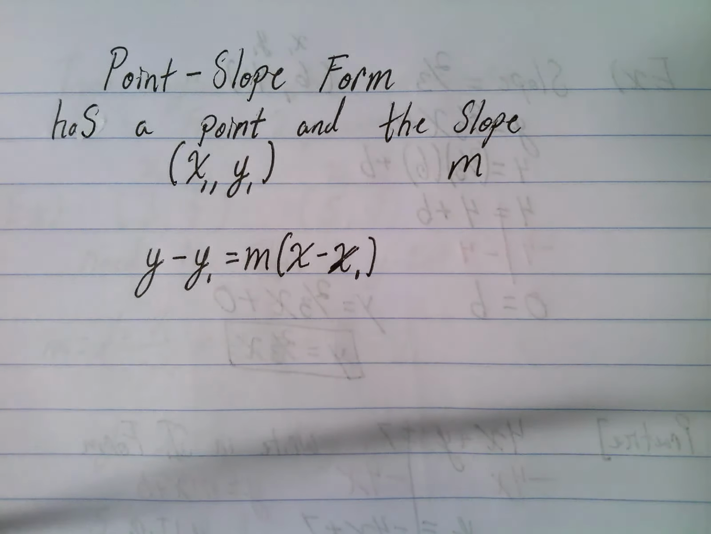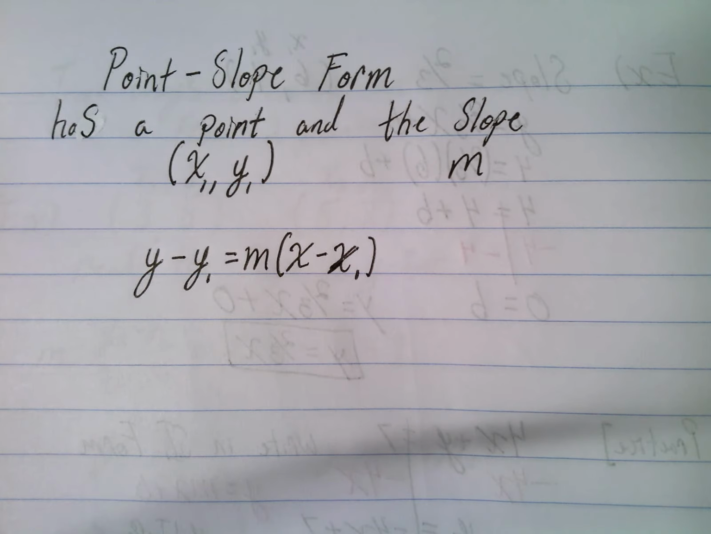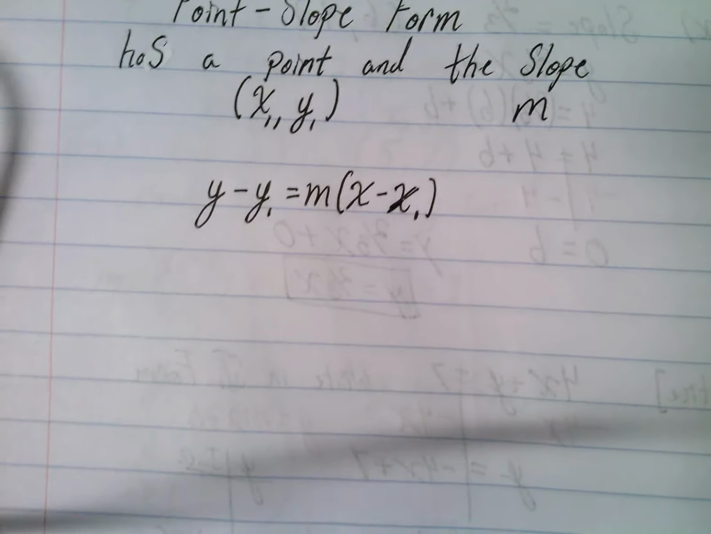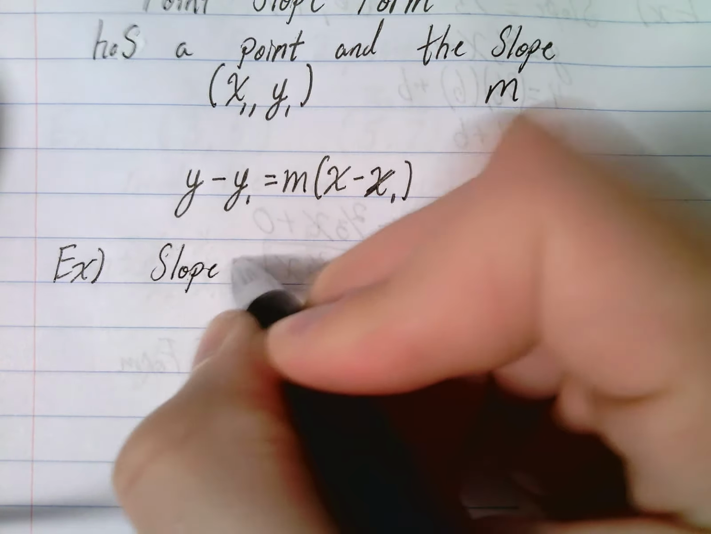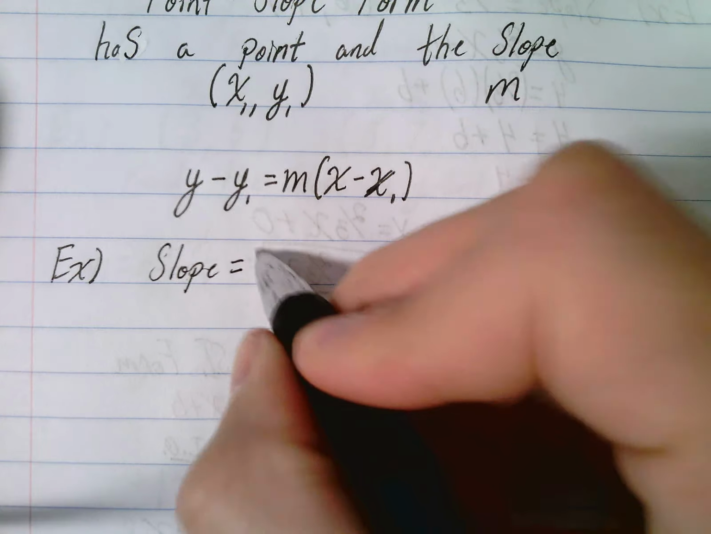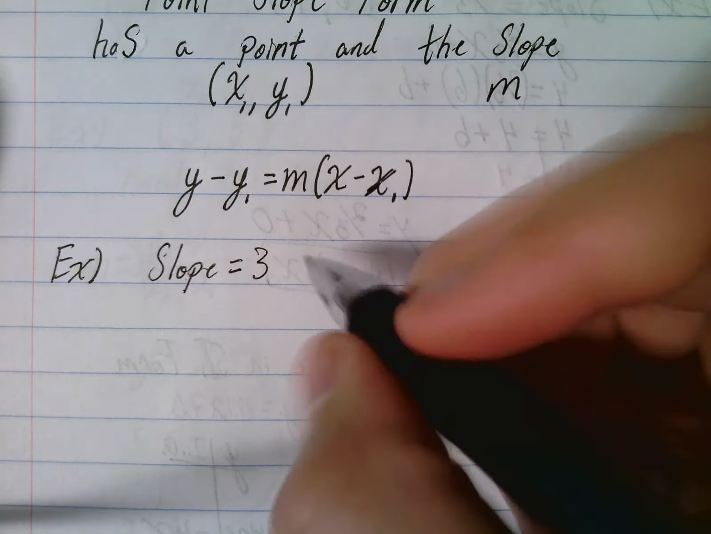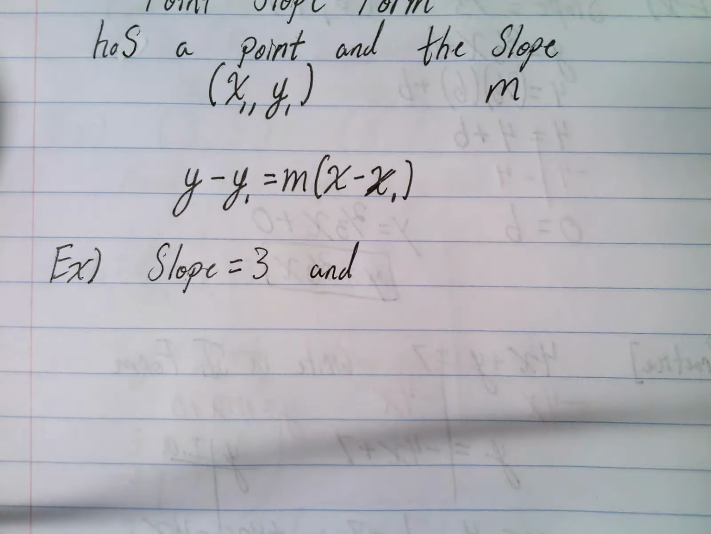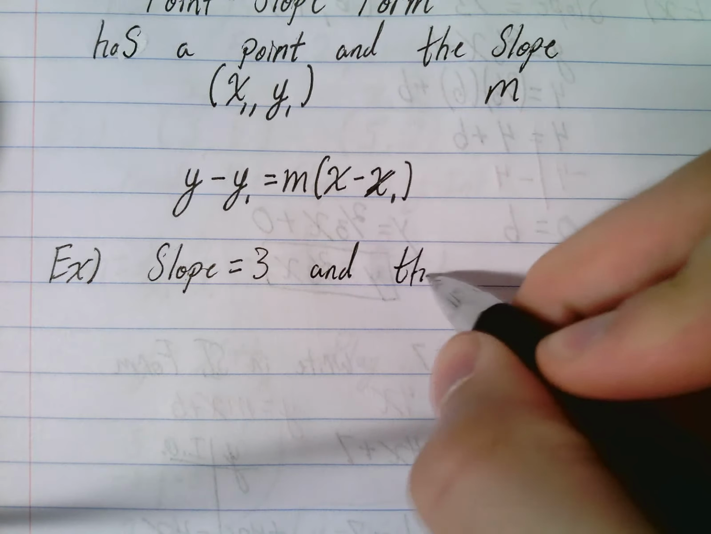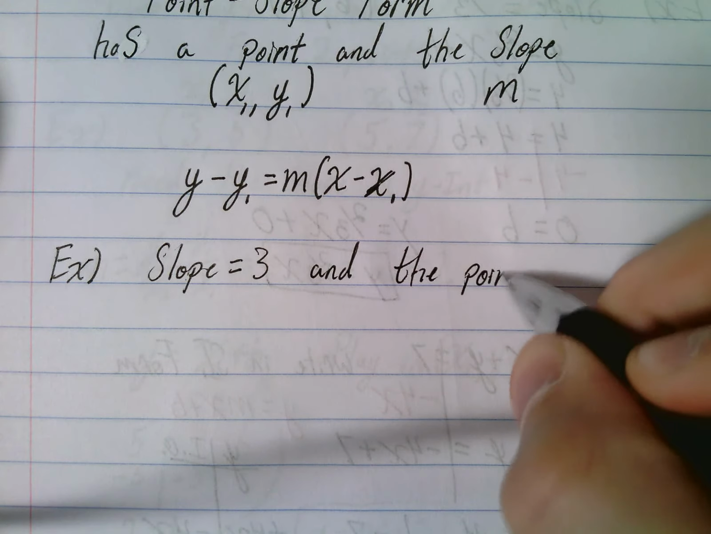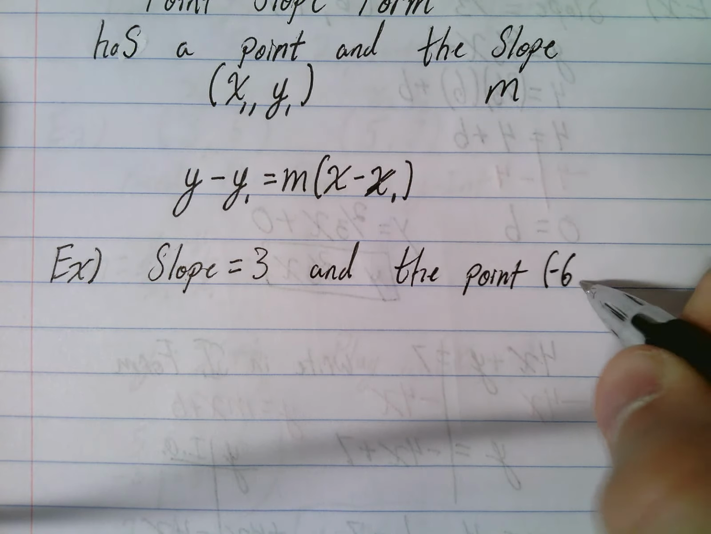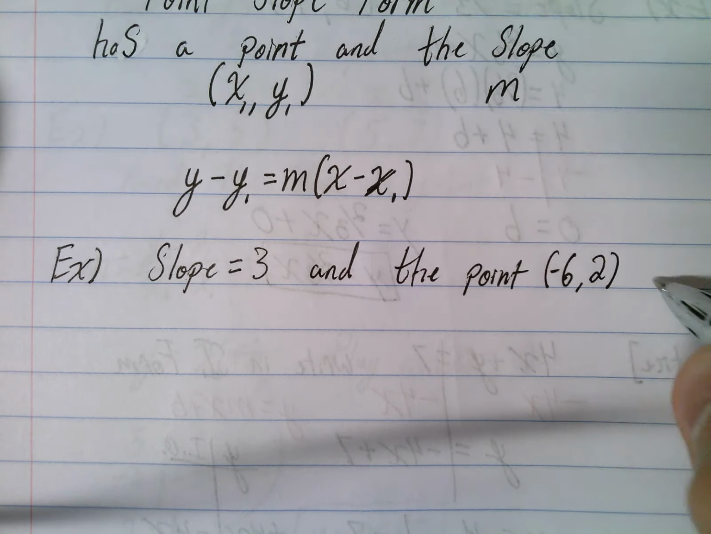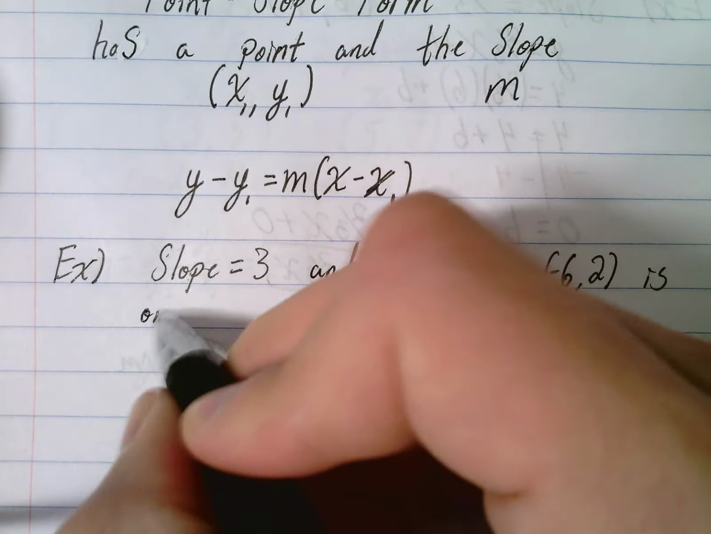Okay, so let's just try and write one in here. If I just give you the slope and a point. Let's say that the slope is 3. And the point -6, 2 is on the line.